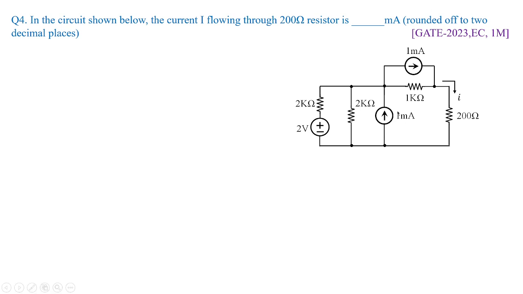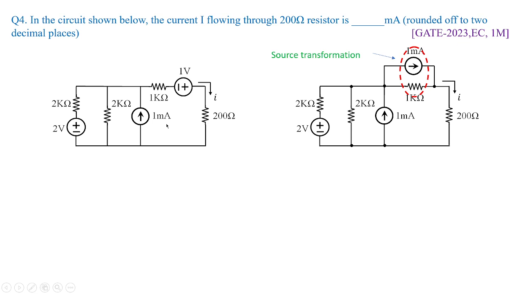By looking into the circuit, you can see the 1 milliampere source is connected in parallel with 1 kilo ohm. So if I convert this with the help of source transformation to a voltage in series with 1 kilo ohm like this, then it would be easy for me to find out the current I. So what I have to do is apply KCL at node V.